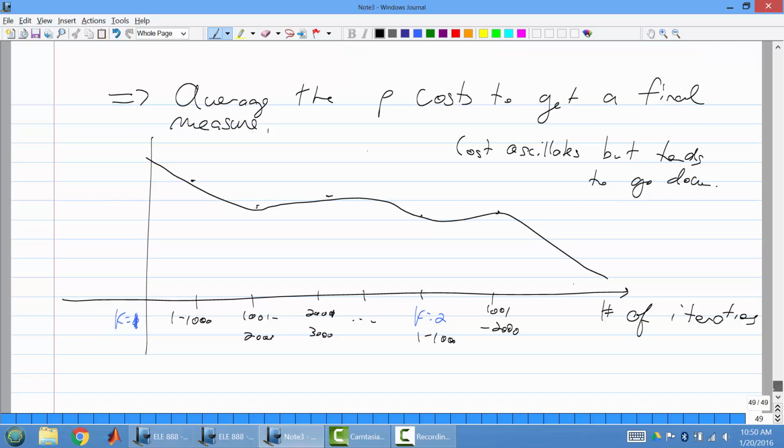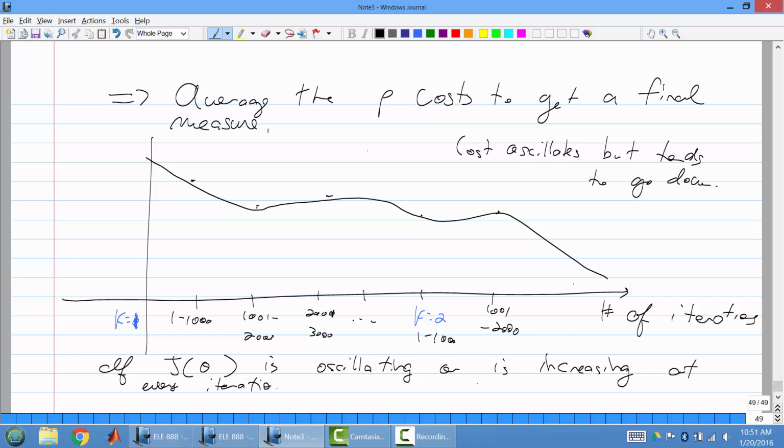Okay, so if J of theta is oscillating or increasing at every iteration, choose a different learning rate. I'll show one more contour plot, and that's it. I've skipped a bunch of stuff, but it's okay. I just want to finish this once and for all. Okay, and this is my final slide for you.